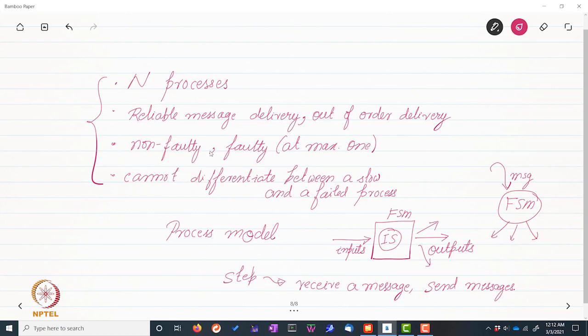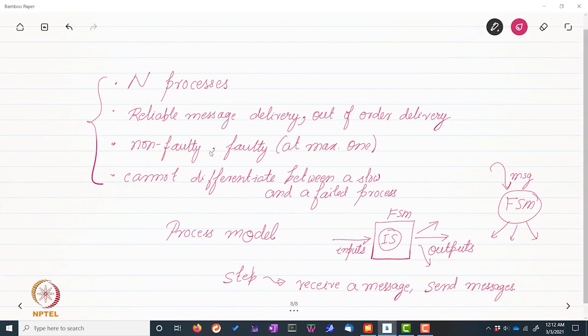When messages are being sent, the atomic broadcast capability is assumed. The atomic broadcast basically says that if one non-faulty process receives the message, then all non-faulty processes will ultimately receive the message. It is just that we are talking of eventual delivery of the messages, and we are not really saying that they will be delivered by this time.